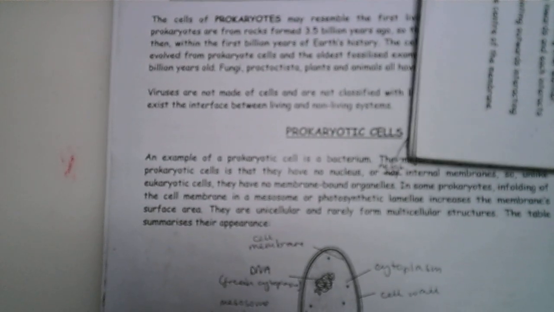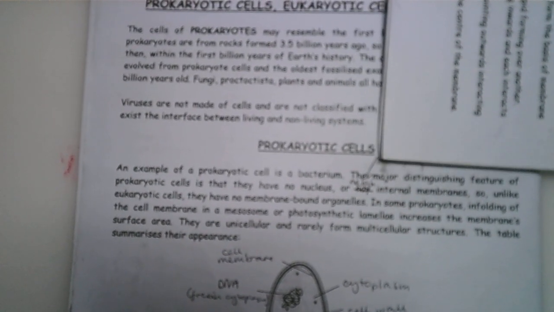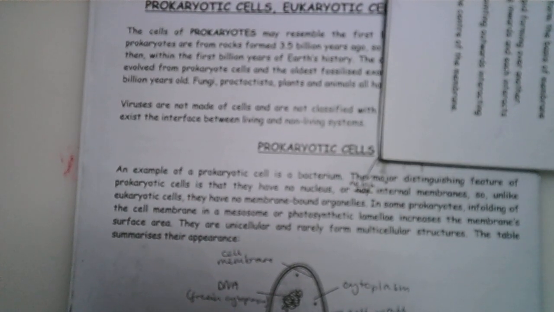So, prokaryotic cells. An example of a prokaryotic cell is a bacterium. The major distinguishing feature of prokaryotic cells is that they have no nucleus or internal membranes. So, unlike eukaryotic cells, they have no membrane-bound organelles. In some prokaryotes, infolding of the cell membrane into a mesosome or photosynthetic lamellae increases the membrane surface area. They are unicellular and rarely form multicellular structures. The table summarizes their appearance.